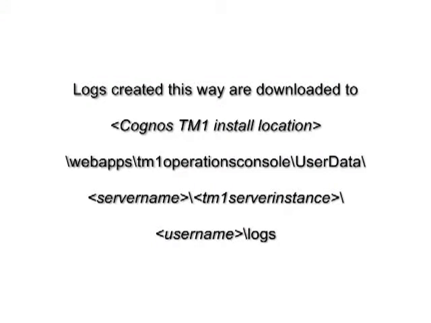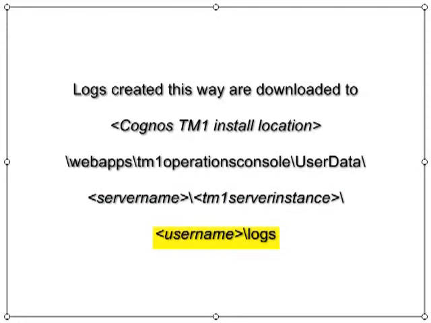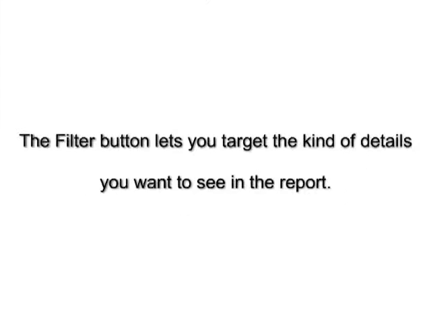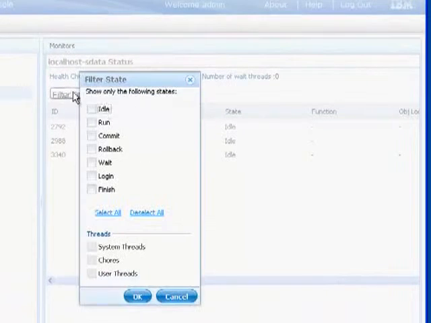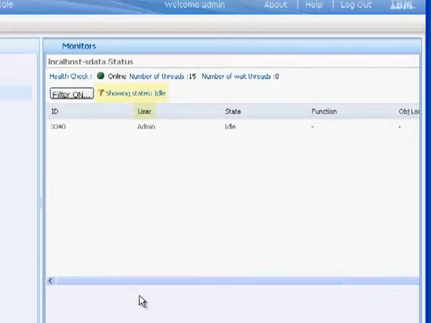Logs created this way are downloaded to the install location, web apps, TM1 Operations Console user data, server name, TM1 server instance, username, logs, location. You can use the filter button to target the kind of details you want to see in the report. Use it to identify things you want to see and to remove things you do not.